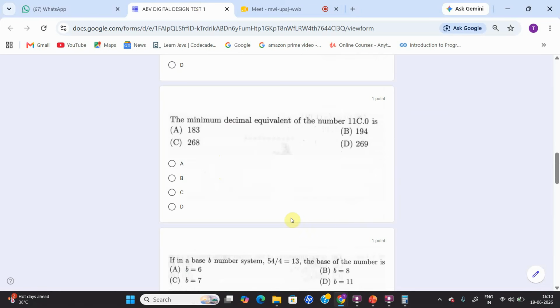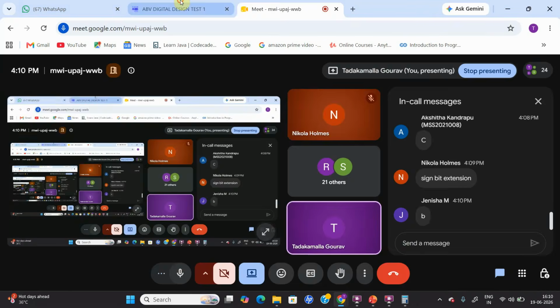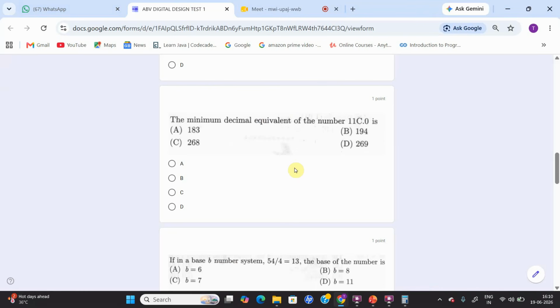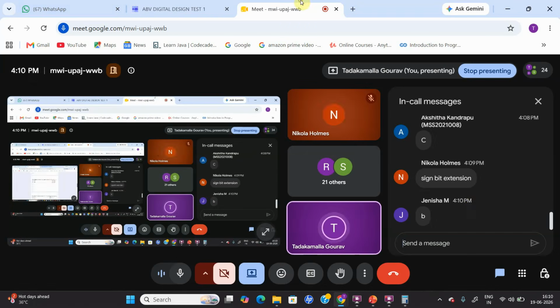Next, many people had queries about this question. Minimum decimal equivalent of the number 11C point 0 is. What is the answer, guys? I'm getting option B. Okay, the minimum decimal equivalent of the number 11C is 194, option B. And what about others?